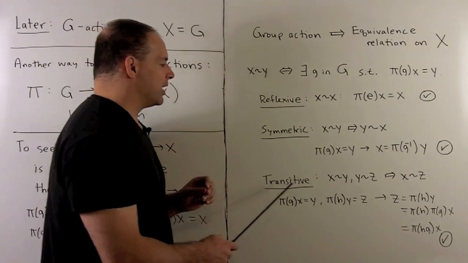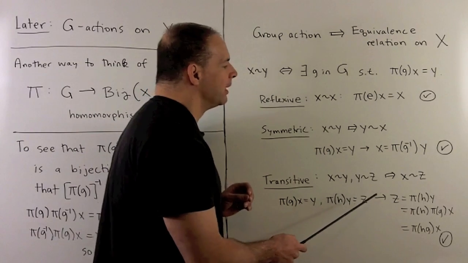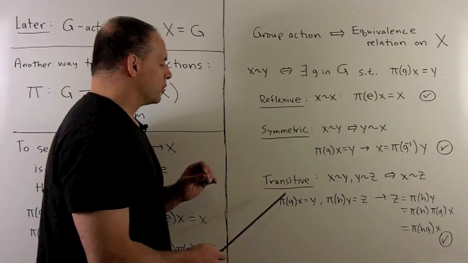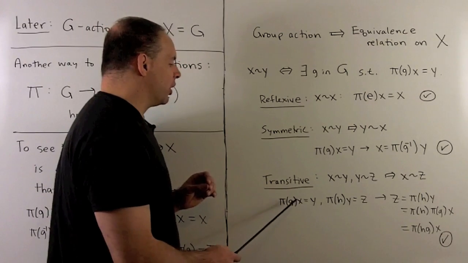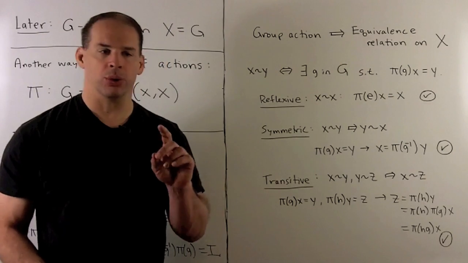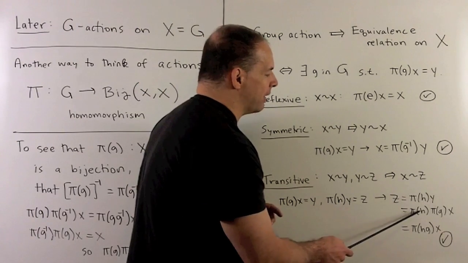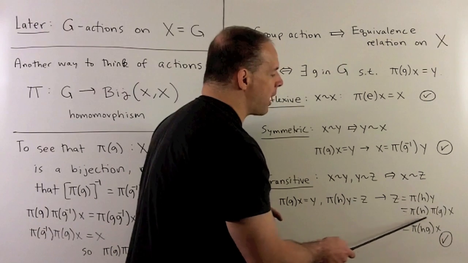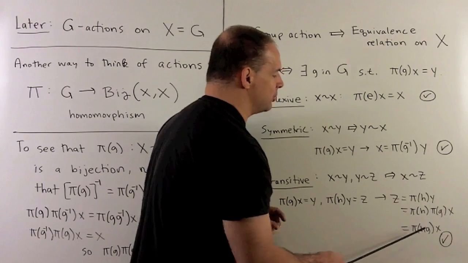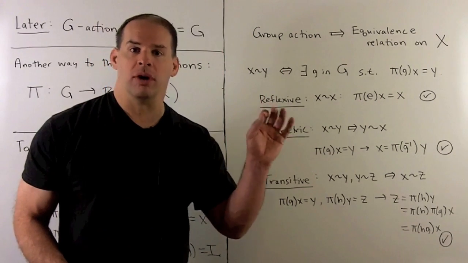Then, for transitive, we want to show if X is related to Y, Y is related to Z, then X is related to Z. So we'll have, for some G and H, pi of G on X is Y, pi of H on Y is Z, and then we just compose. So we'll have Z equal to pi of H, pi of GX, and using property 2, we can put them under 1 pi, so our group element is going to be H times G. So we have transitive, and that makes our relation an equivalence relation.